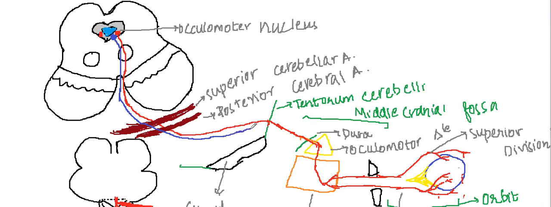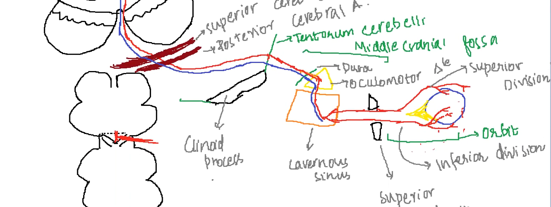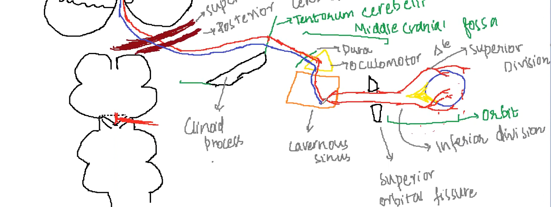enter the middle cranial fossa by passing the tentorium cerebelli, and then it will cross the dura, and then it will enter the oculomotor triangle, and from there it will cross the cavernous sinus, and from there it will exit and reach the superior orbital fissure. And from there, with the fibers of the inferior division, it will go to the ciliary ganglion.